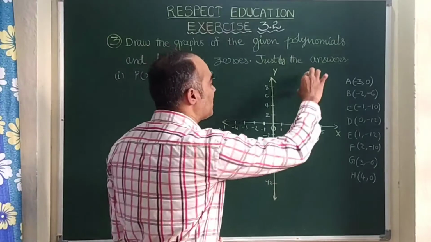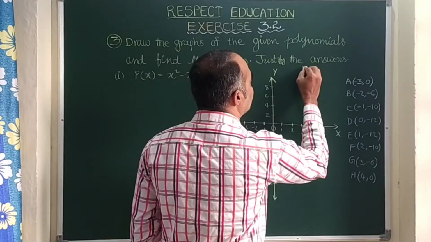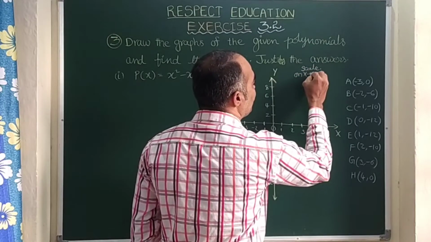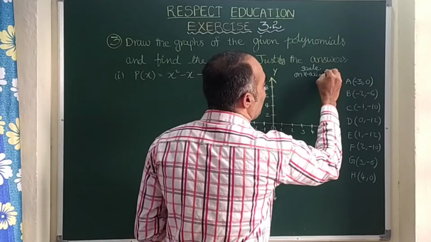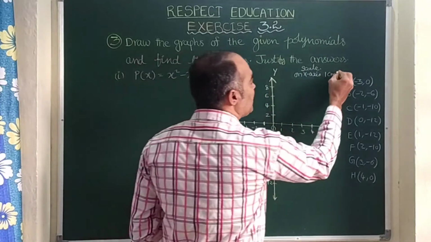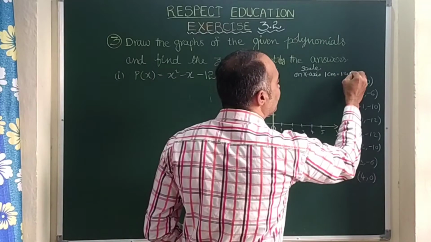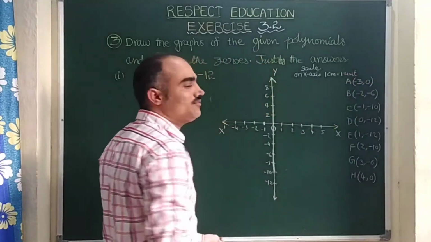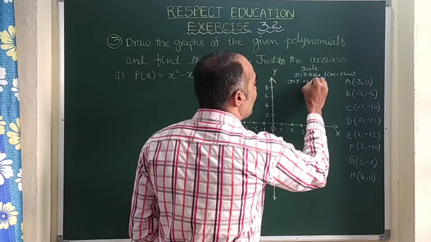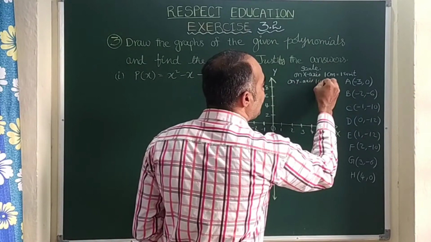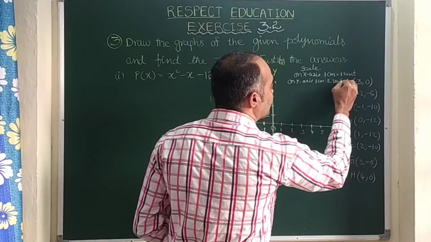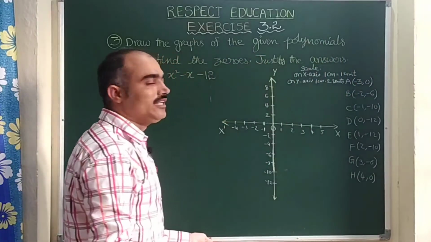So here without forgetting, let us write the scale. Scale on x-axis: 1 centimeter, actually this is 1 centimeter, that is fixed. Here 1 centimeter I am taking as 1 unit. On y-axis, 1 centimeter I am taking as 2 units. So I am writing here 2 units. So let us plot the points now.